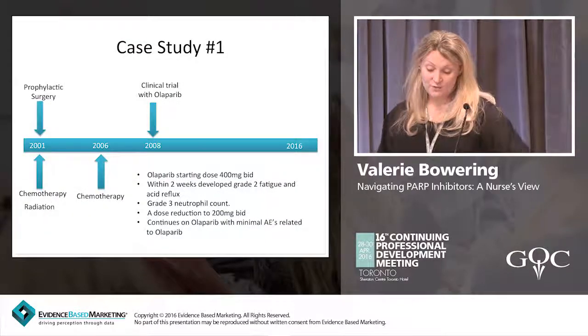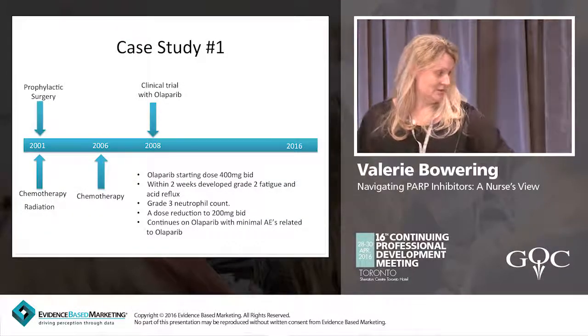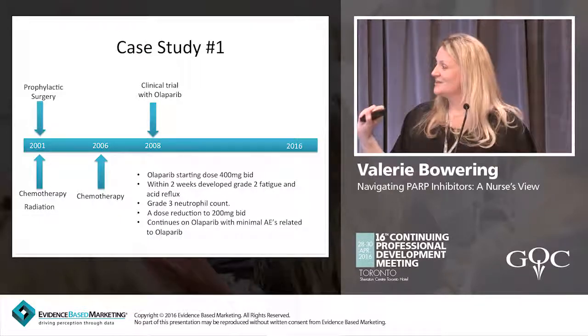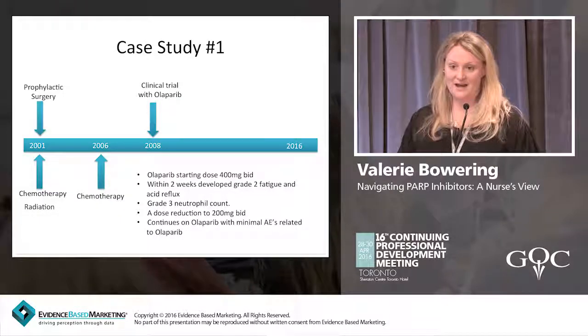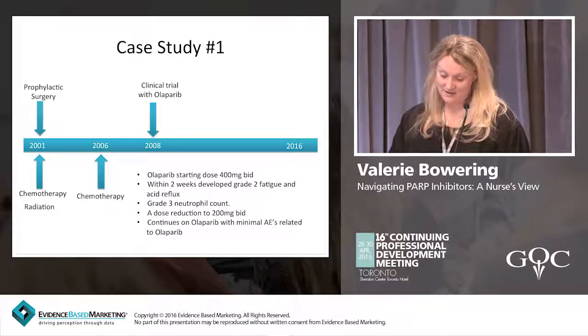So I just wanted to show you 4 cases. Hopefully I'm not going too fast over time. Okay. Of some patients that we have. So this is the first case.